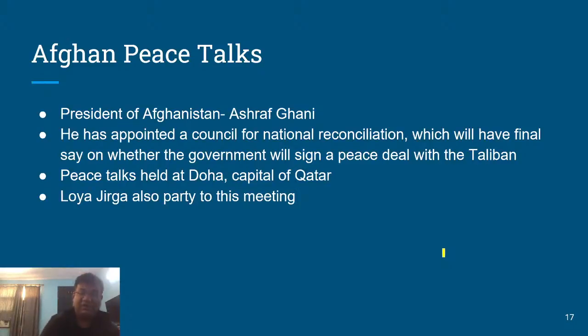So it's actually tripartite. Three parties are part of this together. One is the government of Afghanistan. There is also the Taliban. There is a third party, which is the Loya Jirga. What exactly is the Loya Jirga?